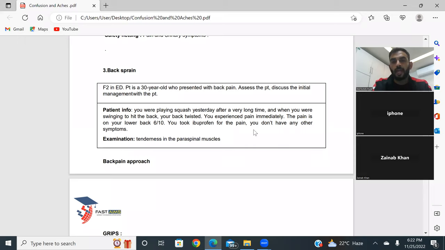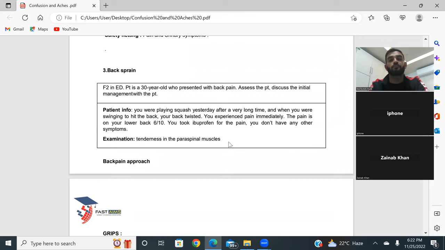You took Brufen. In any pain scenario, just keep this in your mind. Whenever there is a pain scenario, it can be anywhere, always ask, have you taken anything for that? When you are doing your history, always ask, have you taken anything for that? Did your symptom relieve after that? Say, okay, I took a painkiller. Okay, how was your symptom after that? Because you want to check the efficacy, and you don't want to repeat what has already been done. So that's why you need to ask that, okay?